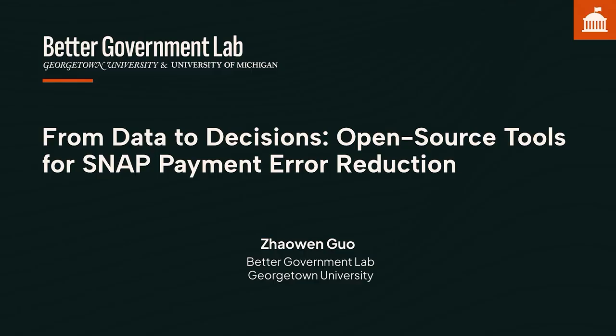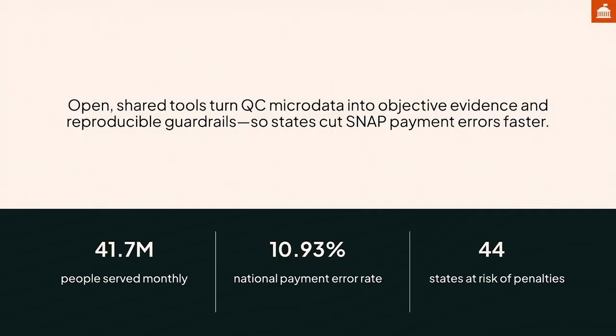I'm excited to share with you an open source tool our lab has been developing for SNAP payment error reduction. SNAP is large and consequential. In 2024, it serves 41.7 million people each month, about 1 in 8 Americans, but accuracy is under strain. The national payment error rate was nearly 11%.